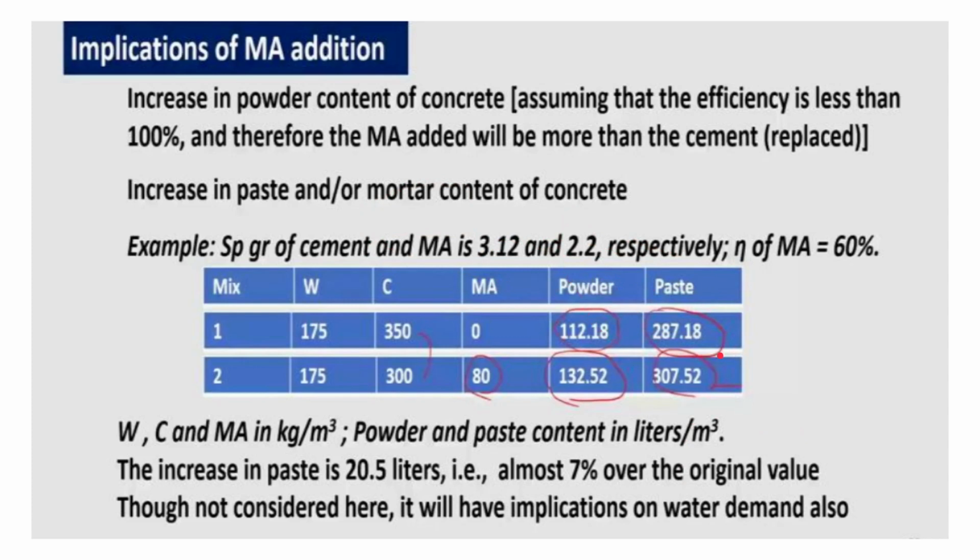That may also have an effect on the water demand, which may be one of the requirements. But here we are basically confined to the increase in paste. We are considering water to be consistent because we have assumed the efficiency factor. We have thought that using 80 kg of mineral admixture is equivalent to using 0.6 into 80 of cement. That's why we have considered W as consistent, or W by C as consistent.